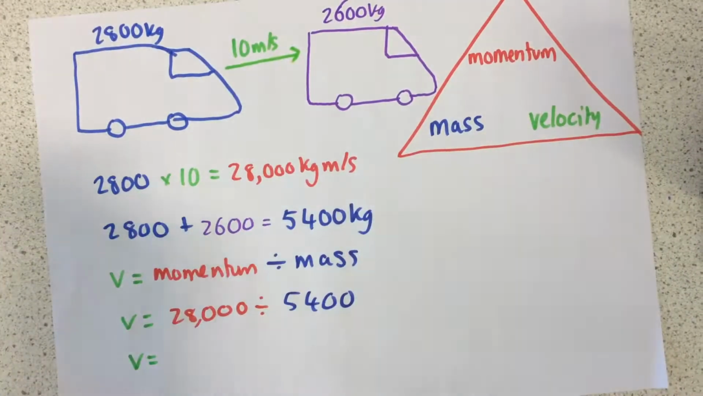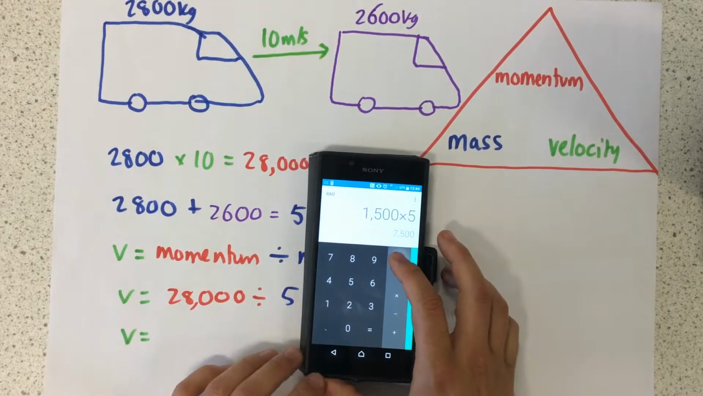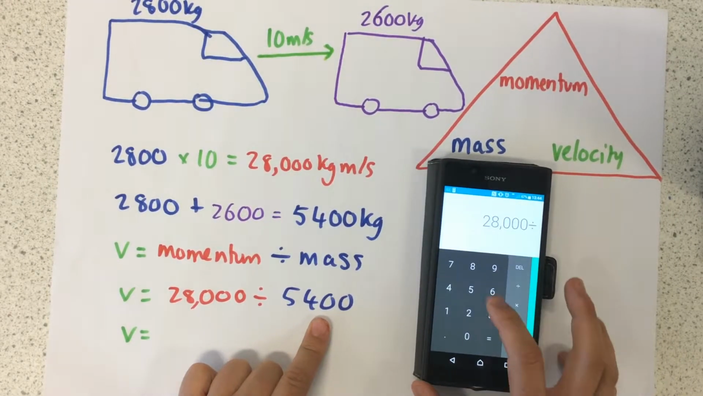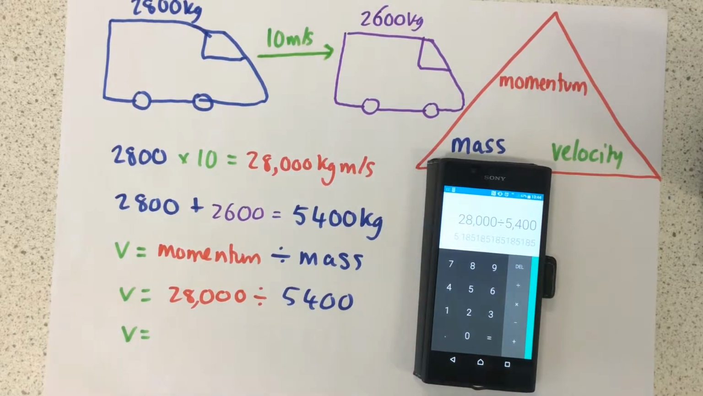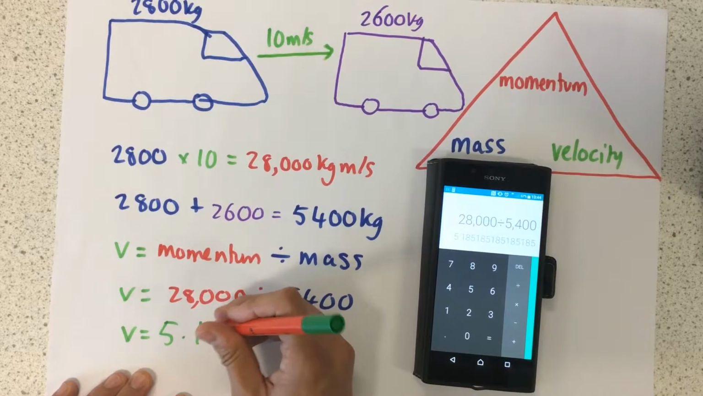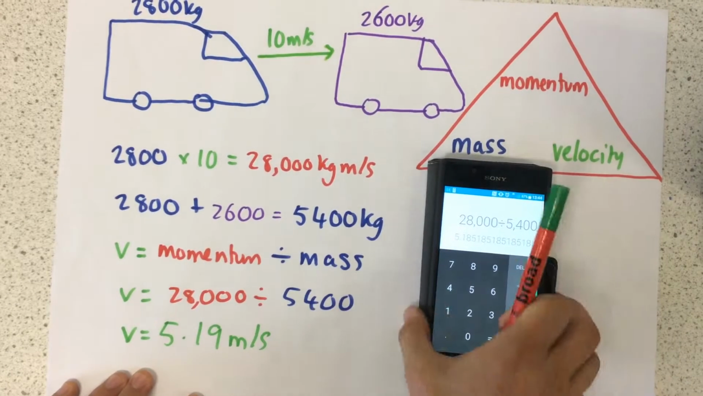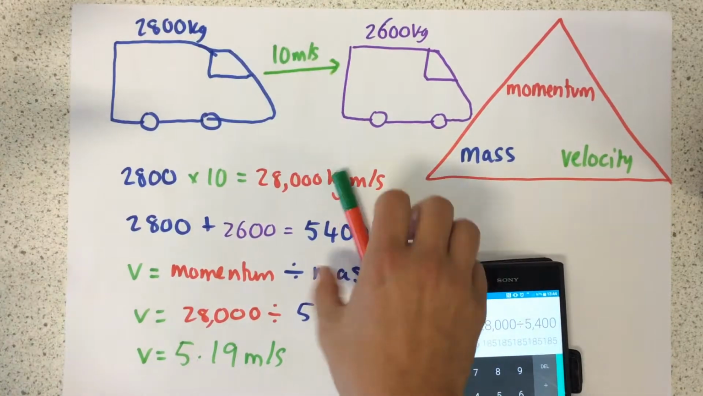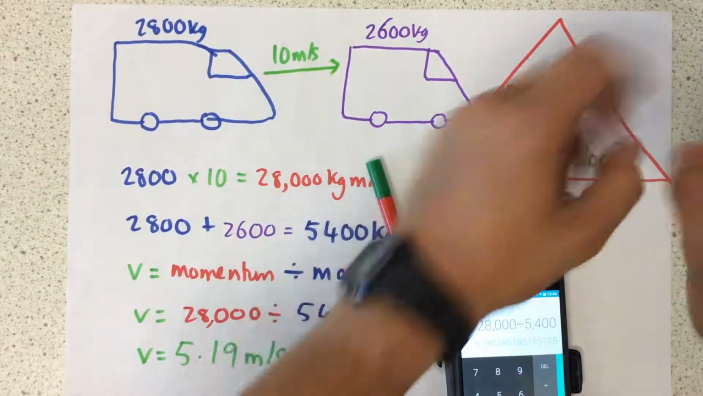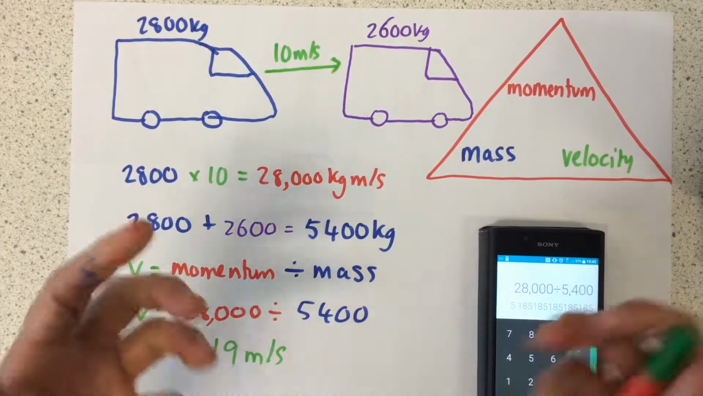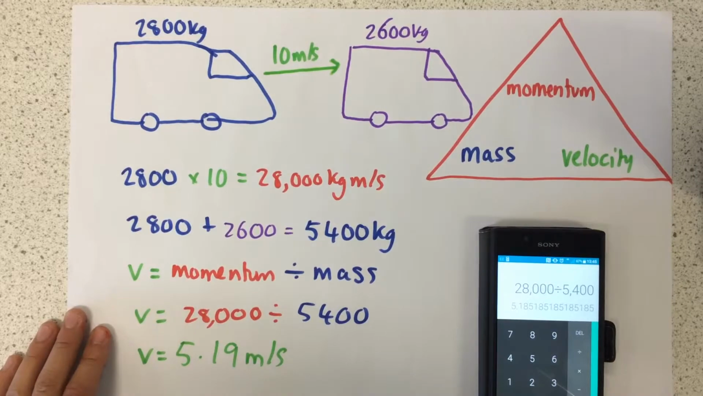So to quickly do this one, the velocity is going to be 28,000 divided by 5,400, and to two decimal places, it's 5.19 meters per second. Now that's what we'd expect. We'd expect it to be slower because it started off at 10 meters per second. As they collide, they're going to carry on moving, but that is going to be the velocity of their new movement. And that, guys, is basically momentum. Thank you.